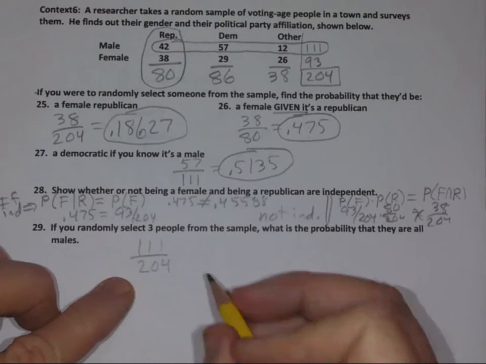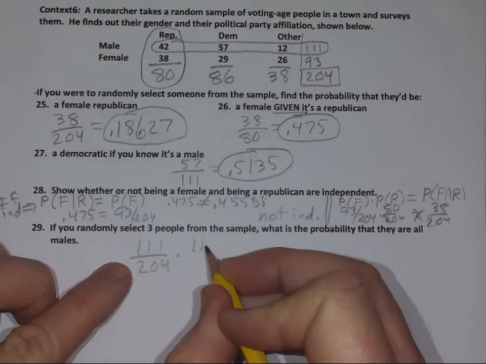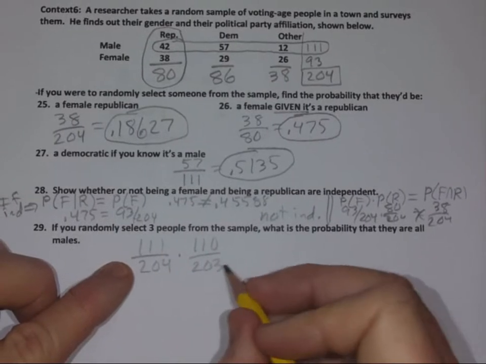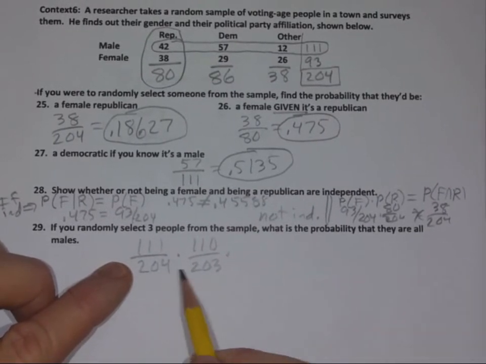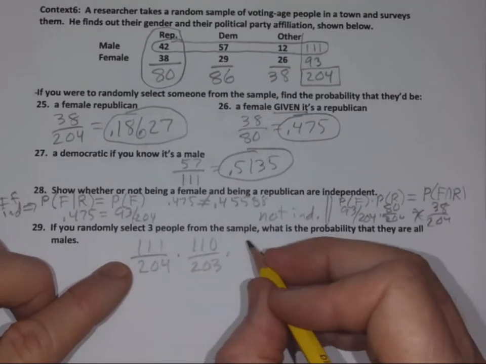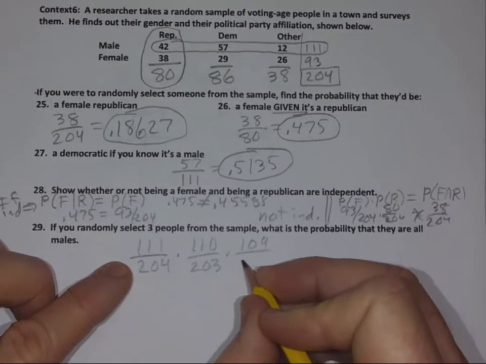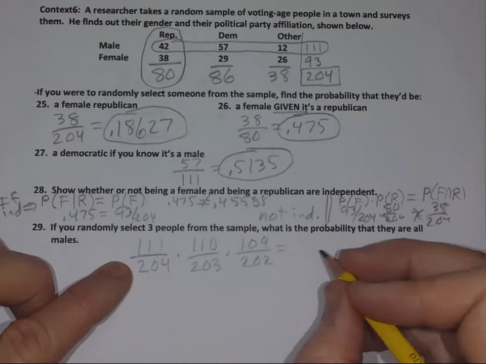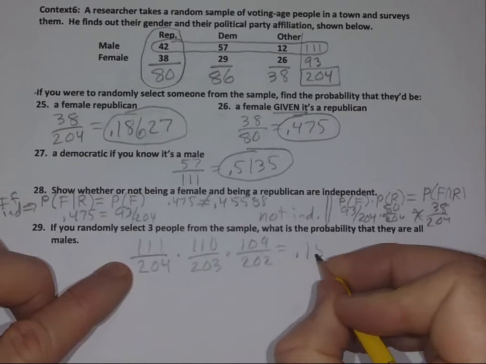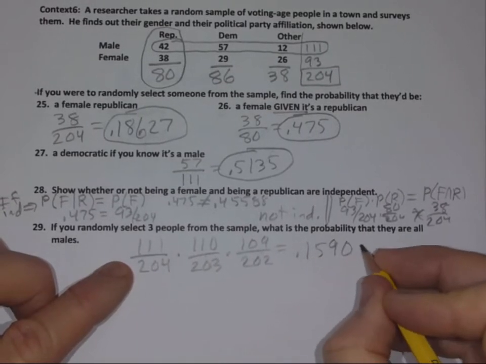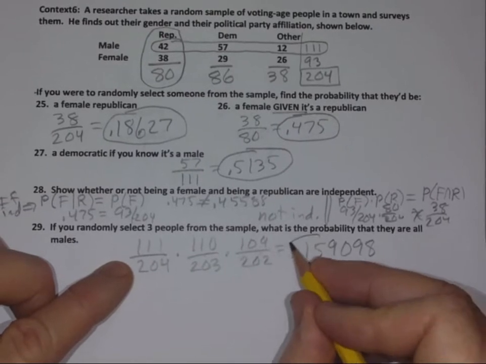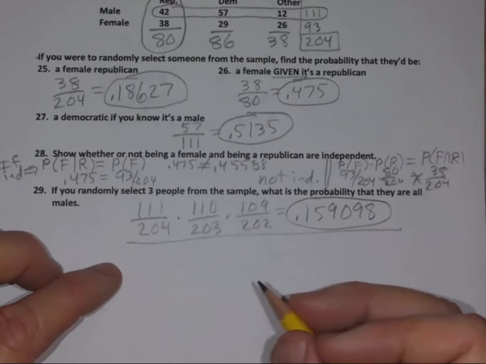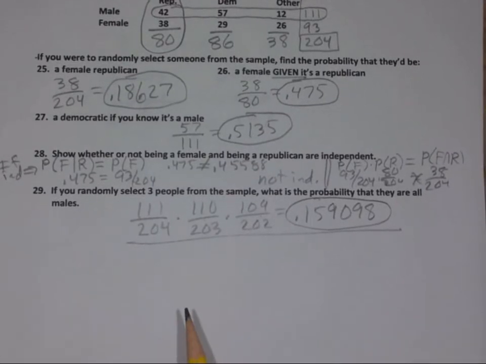Given the first one's male, the probability the second one's going to be male, there's only now 110 males left because you took one out, and there's only 203 total people because you took one out. So then, given the first two are male, what's the probability the third one's a male? Well, there's only 109 males left over 202, and so you multiply them, and so that would be equal to 0.159098 approximately.